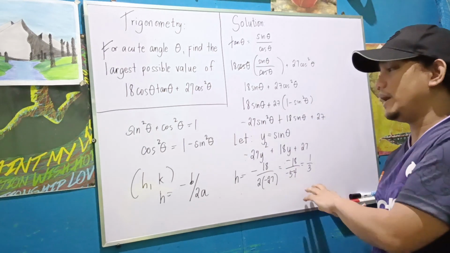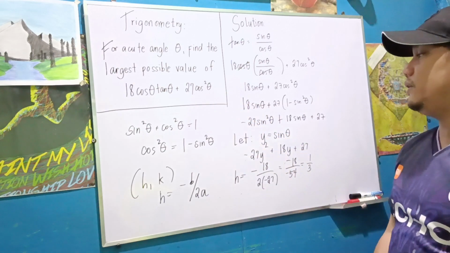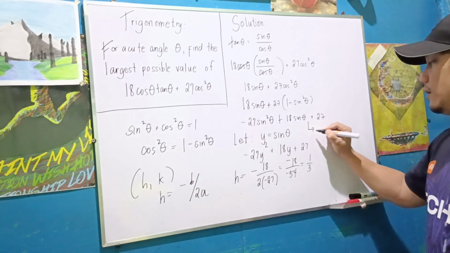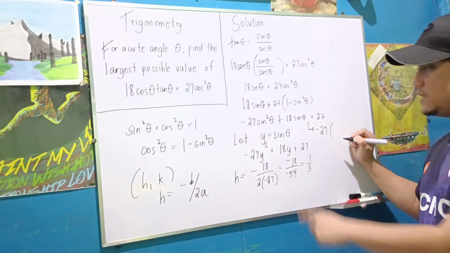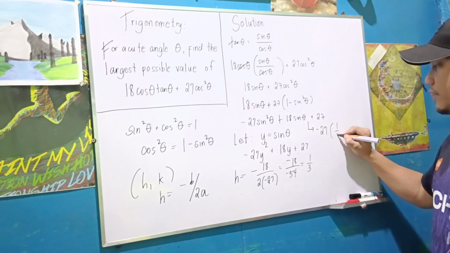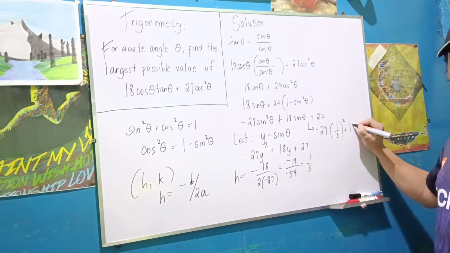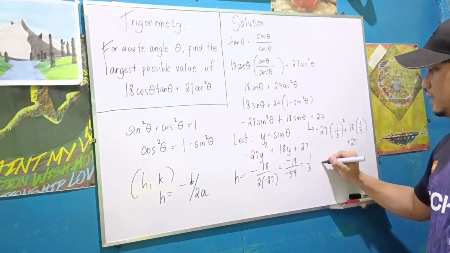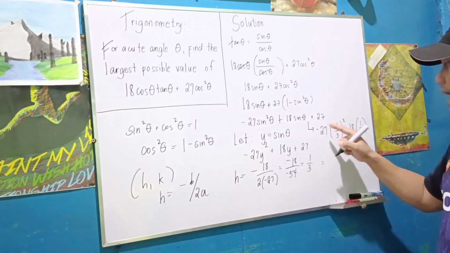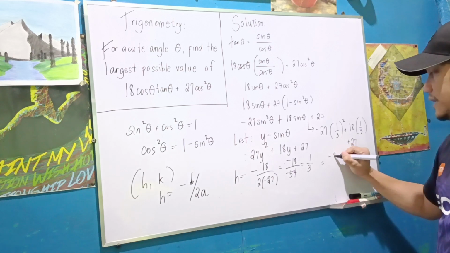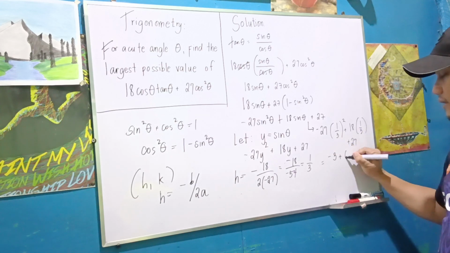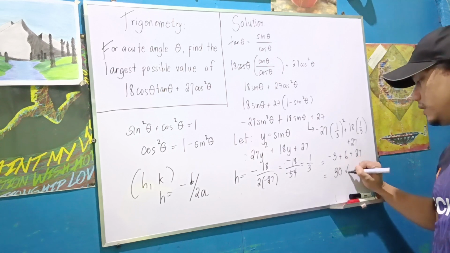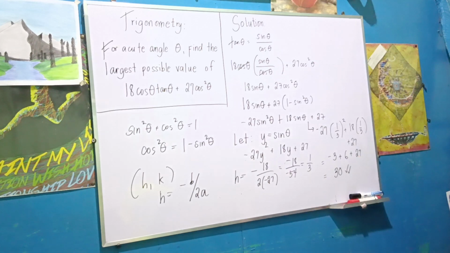So what will happen now, Sir IJ? How do we now compute the largest possible value? So just replace sine theta with 1/3, in which this will now become negative 27. Since this is sine squared theta, so we have 1/3 squared plus 18 multiplied by 1/3 plus 27. So 1 over 3 squared, that's 1 over 9. Negative 27 over 9, that's negative 3. Plus 18 divided by 3, that's 6. Plus 27. And then if we simplify this one, the final answer will be positive 30.